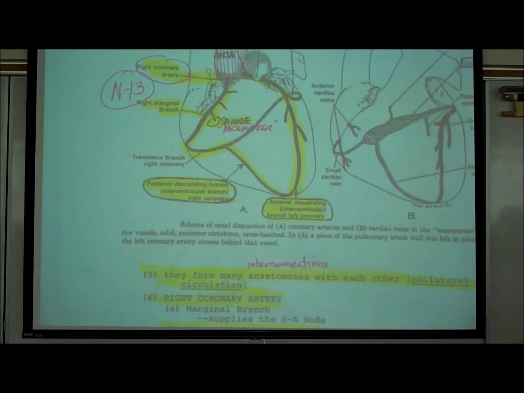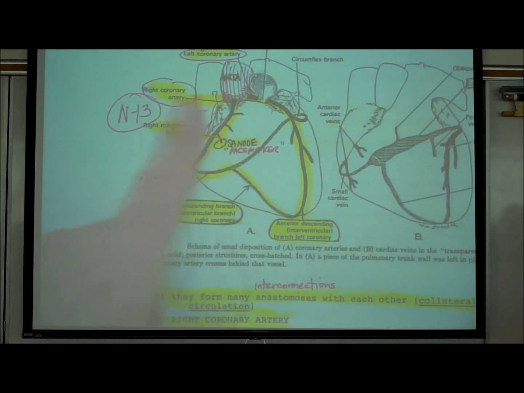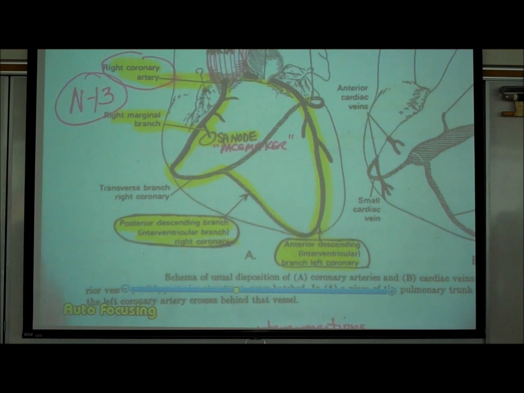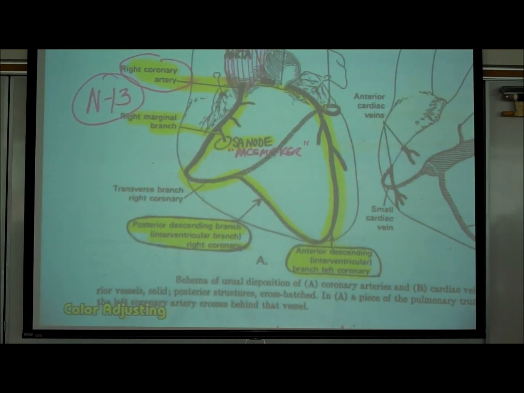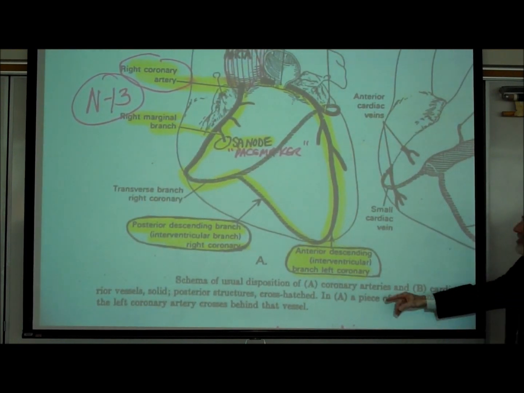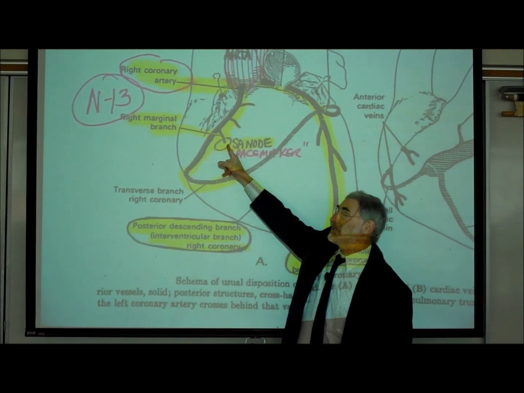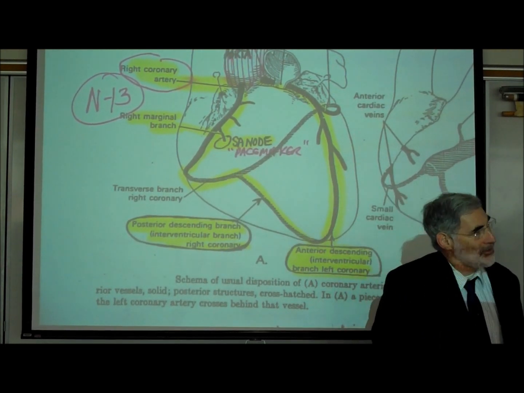We can see this right here in the picture. This is the right coronary artery. Here it is. And you'll notice here's this little branch coming off it called the right marginal branch. I'm not going to test you on it. I just want to explain that that little branch is what supplies the heart muscle cells of the SA node, the pacemaker of the heart.